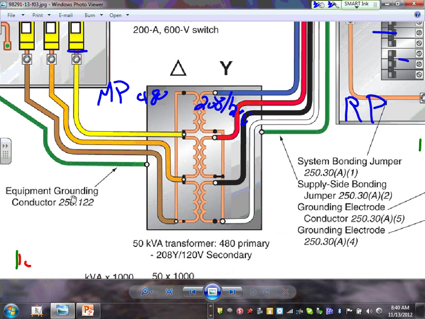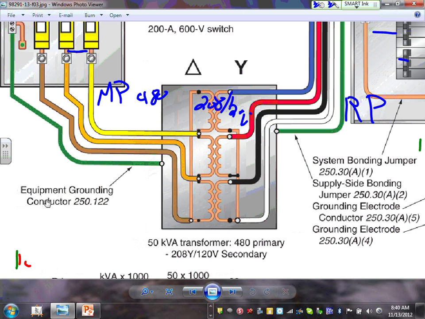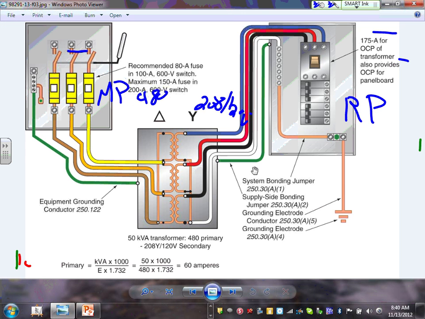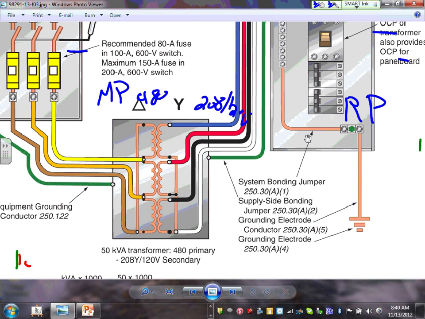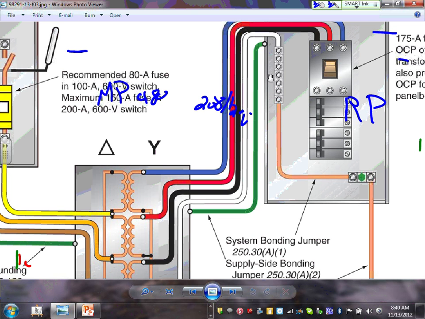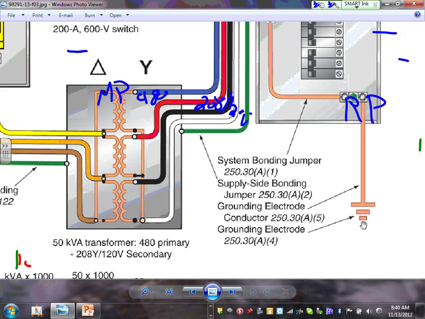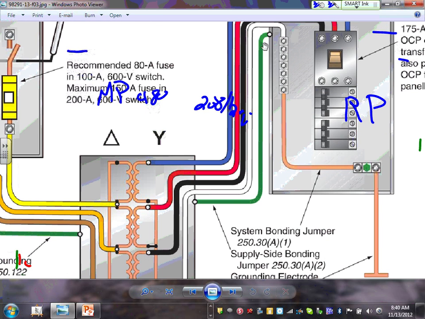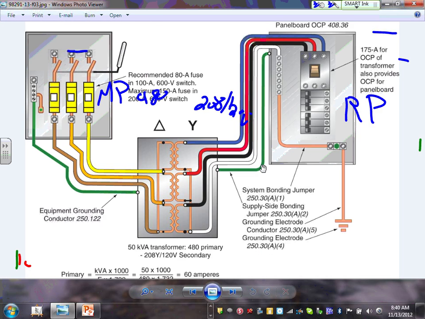Cool. And then they have an equipment grounding conductor. Can you guys see that? Came and bond the two together. And they have a system bonding jumper here. Can you guys see that? I can't emphasize it enough. Everybody can see the system bonding jumper. We know how to size this one. They have a grounding electrode conductor, and they have the supply side bonding jumper. This green one is called the supply side bonding jumper.